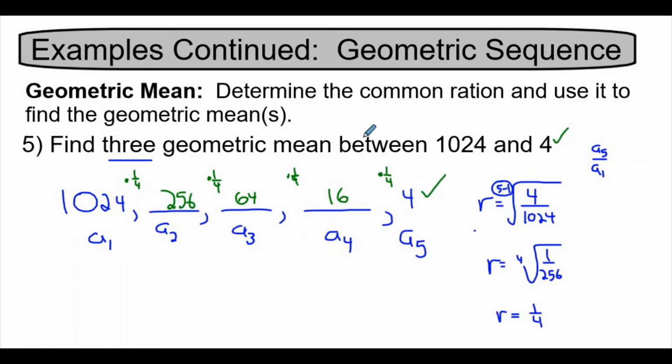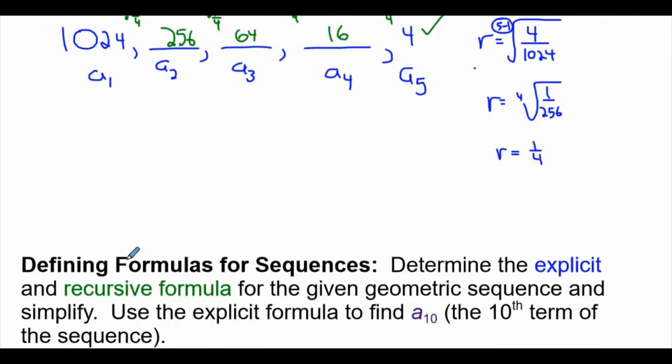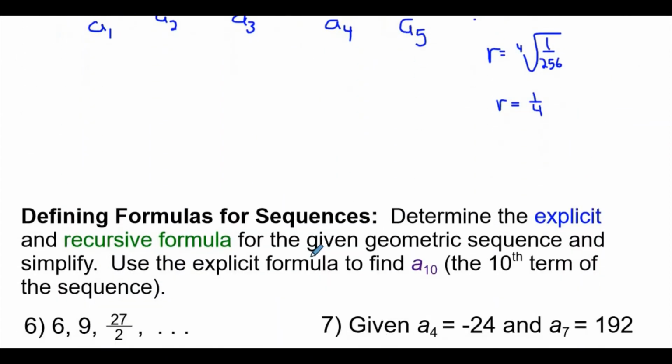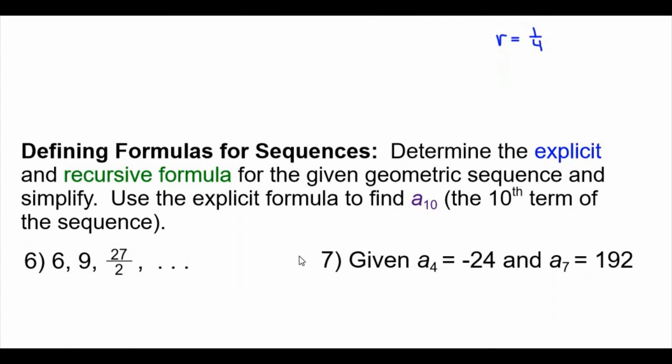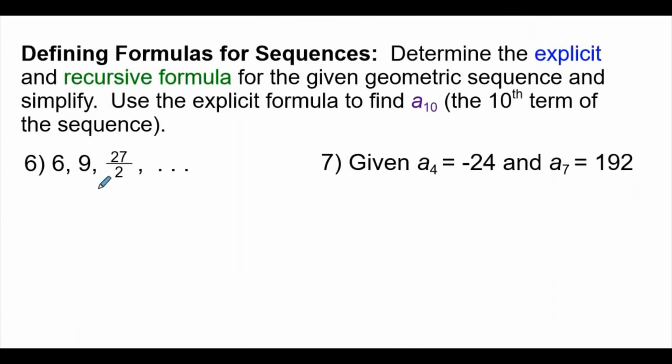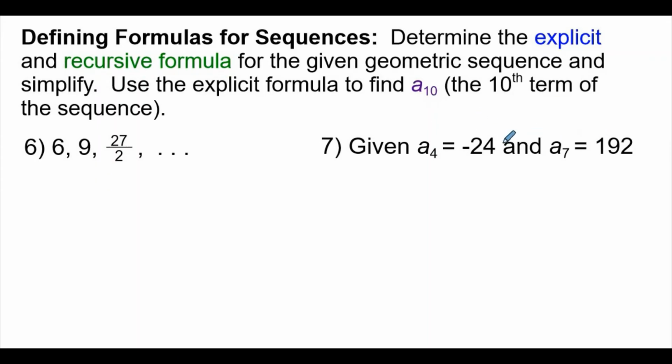So the reason we learned that is we're going to need it when we start looking at writing recursive and explicit formulas given information. So in this first problem, we're just given a problem, and we're going to learn how to write the explicit formula for it, and then the recursive. And then over here, we'll have to do a little bit of extra work to find r.